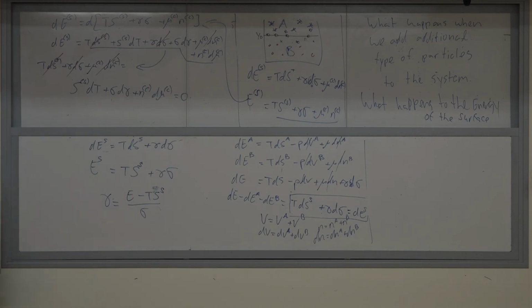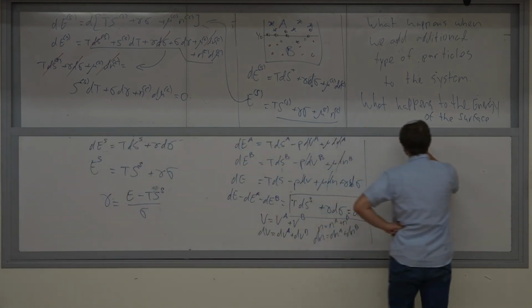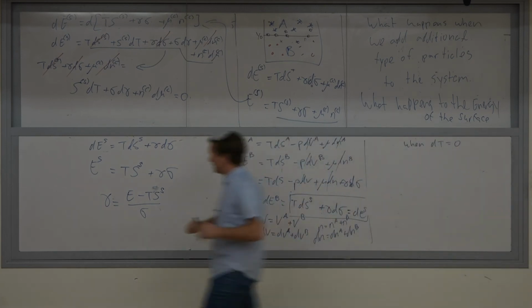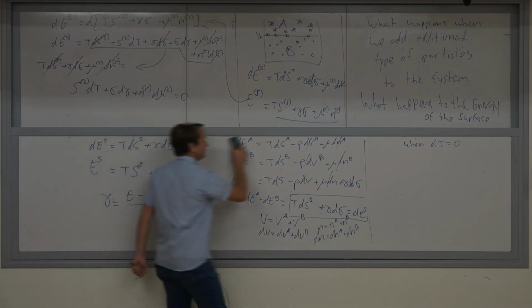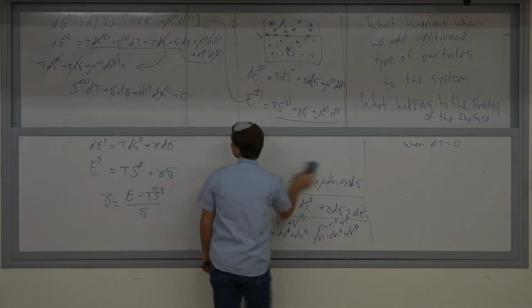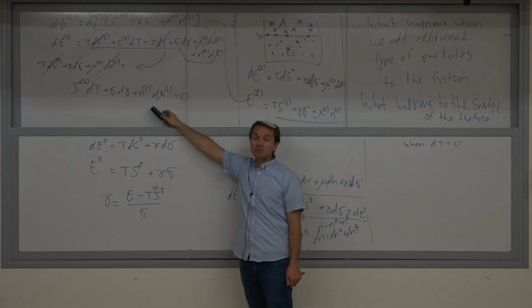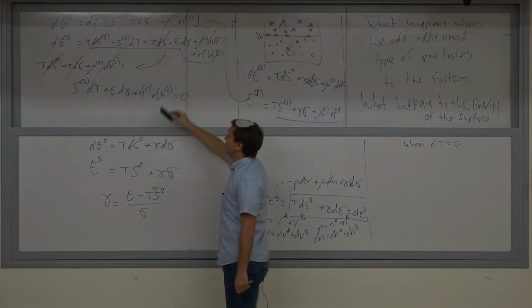So let's look at the isothermal situation, when dT equals 0. Let me just erase this part, I will need this. So when dT equals 0, the only thing that I have left from this Gibbs-Duhem type of equation is a connection between d gamma and d mu.